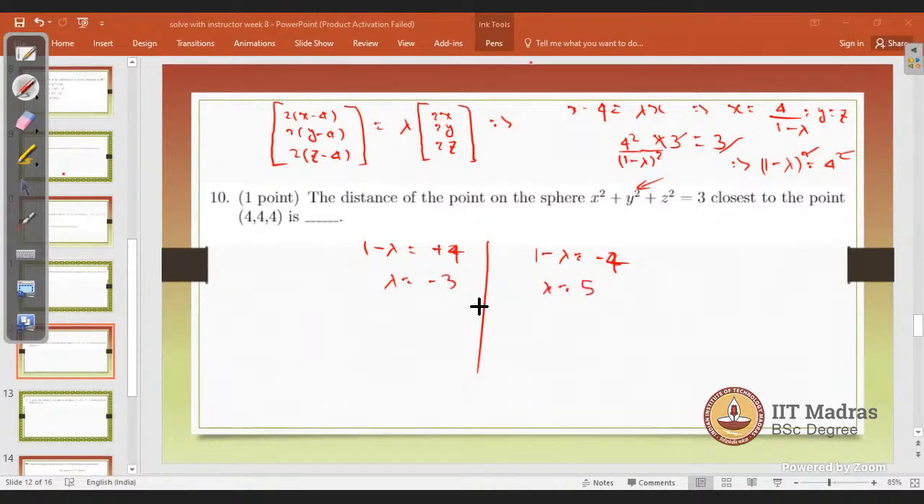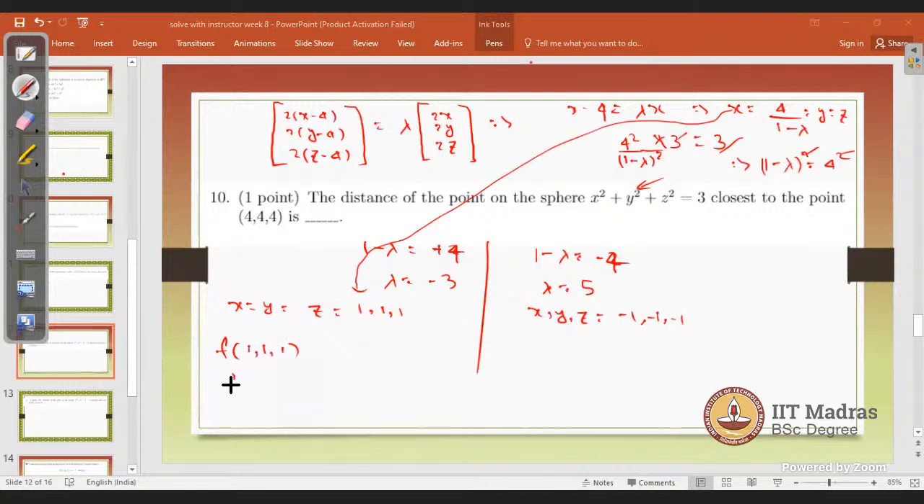Okay, so we got two lambda values, and based on this, we'll get x equals y equals z. Just put this in this equation. 1 minus 1 plus 3, 1 plus 3, 4. So we will get 1 comma 1 comma 1, and here we'll get x comma y comma z value as minus 1 comma minus 1 comma minus 1. Okay, so we'll check our function value, f at 1 comma 1 comma 1 and f at minus 1 comma minus 1 comma minus 1.